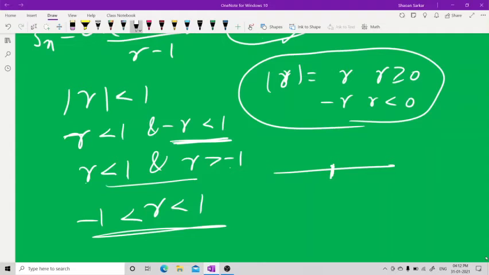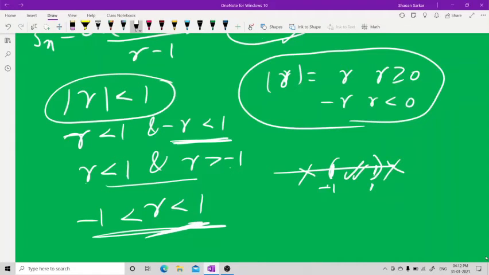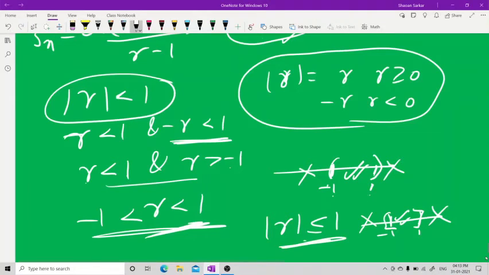Now suppose this is your minus 1 and this is your 1, and this is the open interval here. You will be here, you will never be here. This condition means that you are inside minus 1 and 1. And suppose I write mod r less than or equal to 1, then you will now include 1 and minus 1. This will now become a closed interval. You will be here, never here and never here. I'm just telling you what this means in an interval. This is an interval from minus 1 to 1.